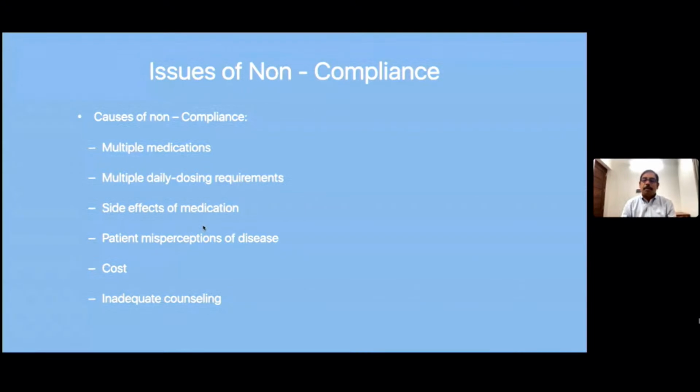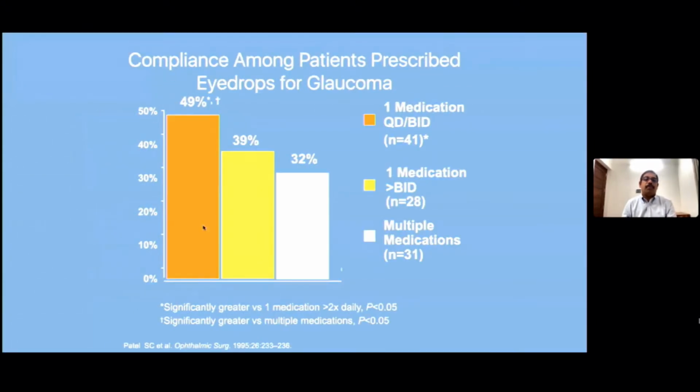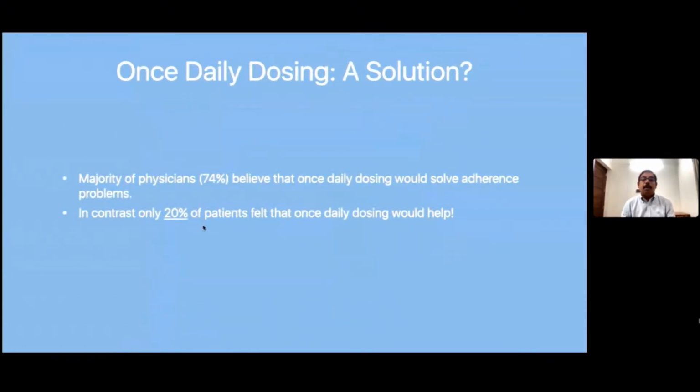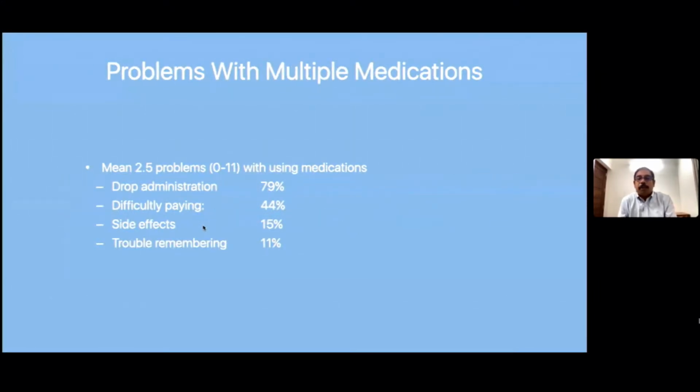But the list is just not ending here. Many patients will have their own way of looking at things. If you are giving just one medication, probably the compliance may be better than when you are giving multiple medications. You can see here it significantly drops down. But is it okay to give once daily dosing and expect good compliance? The majority of physicians think yes, but unfortunately the patient thinks the other way around. Only 20% of them accepted that once a day dosing can improve the compliance.